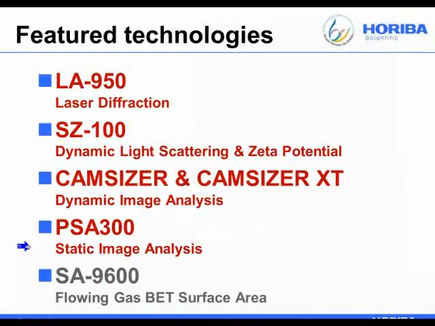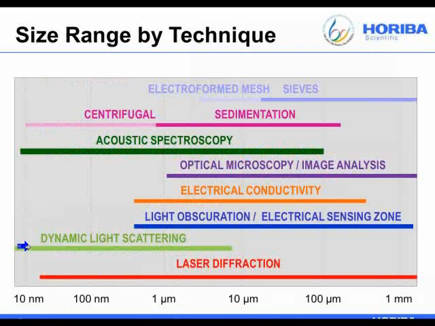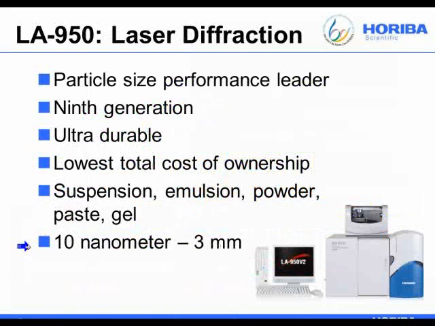So this is a short little description of all the technologies that HORIBA has to offer. So we're going to be talking about 4 different types today. We'll be talking about laser diffraction, dynamic light scattering, not the zeta potential aspect of it, dynamic image analysis, which is the CAMSIZER series, and then static image analysis, which is the PSA 300. We'll also be talking about using a microscope, too, if you don't have an image analyzer. So just a handy slide to keep on reference of different size ranges by techniques.